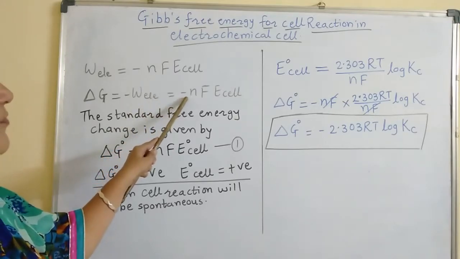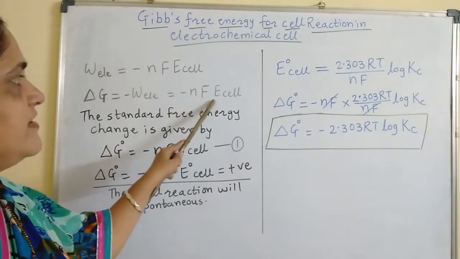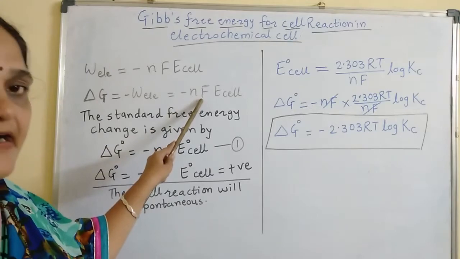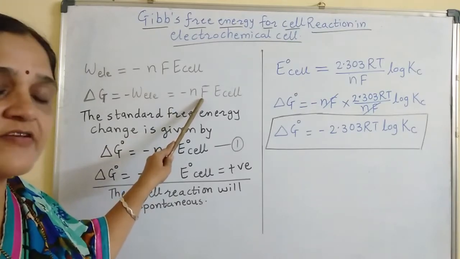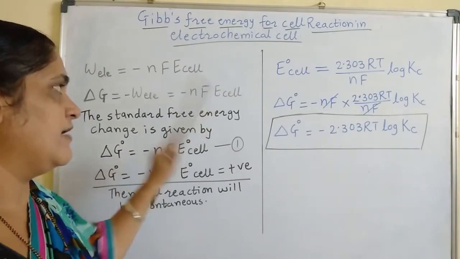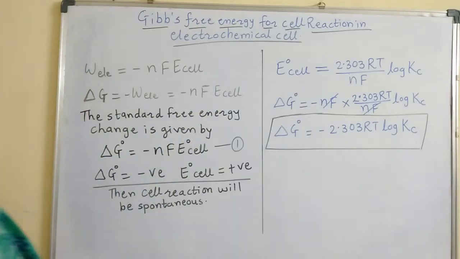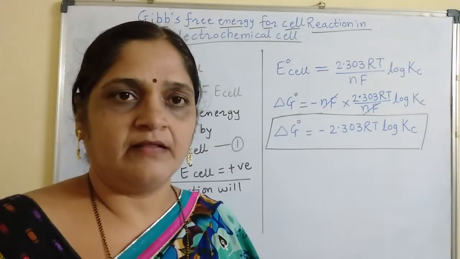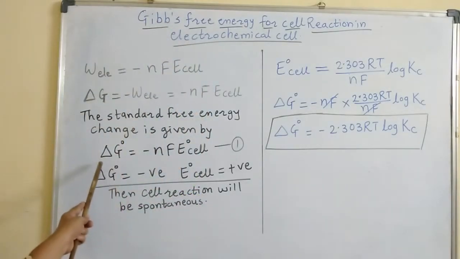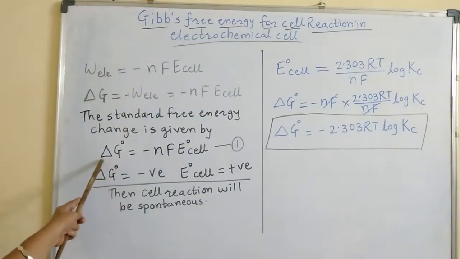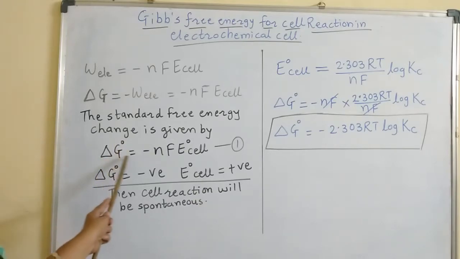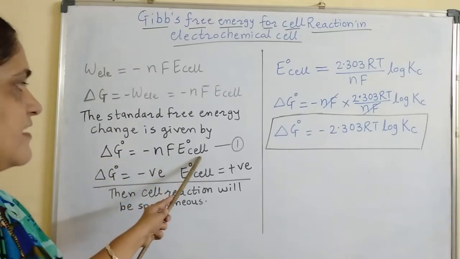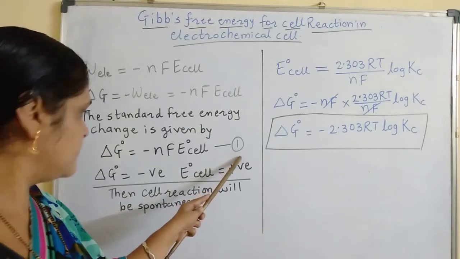Minus W electrical, the value we put, is equal to minus nFE cell, where n is the number of electrons transferred in the cell reaction, F is the Faraday, that is 96,500 coulomb, and E cell is the cell potential. If we consider standard conditions, and instead of E cell we have the value of E naught cell, then the free energy change will be the standard free energy change, denoted delta G naught. So delta G naught is equal to minus nFE naught cell. We will say this is equation 1, right?